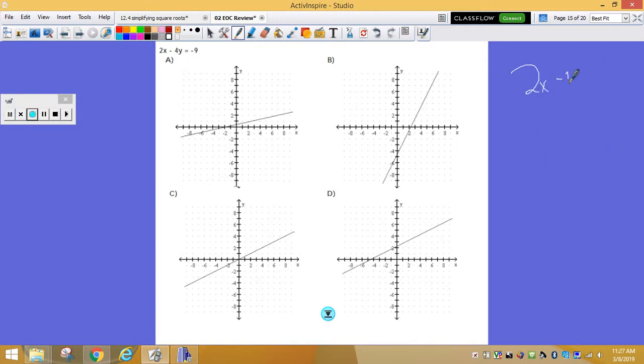2x minus 4y equals -9. So we're going to start by moving the 2x. The opposite of a positive is a negative, so we're going to do minus 2x. Here I'm going to bring down a -4y. And I like to write my x first, remember, so I have a -2x and a -9. To move that -4, we're going to divide everything by -4.